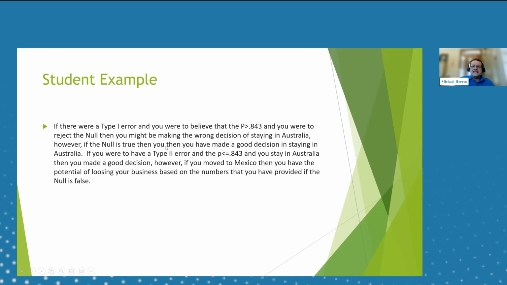And so here's an example of a response. If there's a type 1 error and you were to believe that that probability is greater than 0.843, and you were to reject the null, then you might make the wrong decision of staying in Australia. However, if the null is true, then you have made a good decision. If type 2 error, they have that you stay, made a good decision. However, you move to Mexico, you may have the potential of losing your business, based off the numbers that you provided, if the null is false.